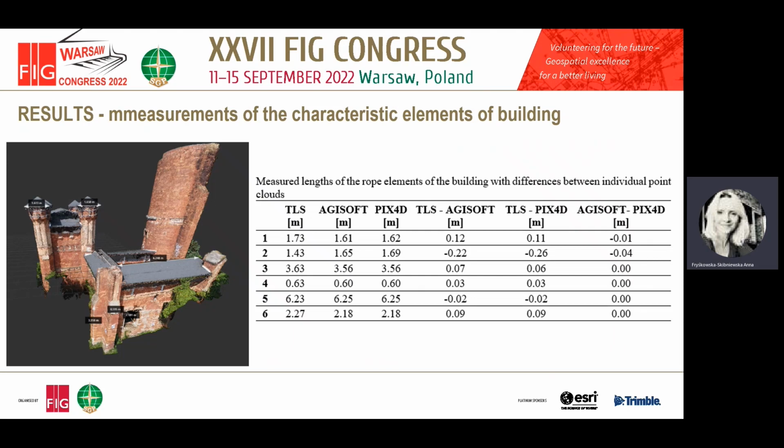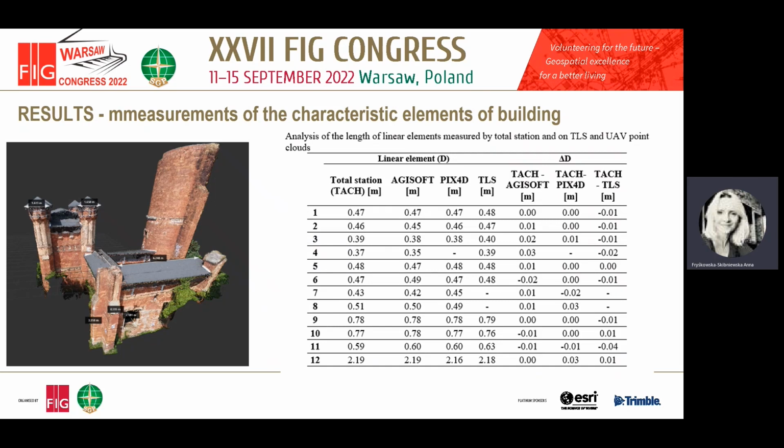The lengths of the characteristic elements of the object were calculated. The results of measurements of the length of linear elements are summarized in this table. As can be seen, the highest value of the difference in length was obtained for the highest roof. In addition, the length of characteristic elements calculated on the basis of total station measurement data was compared with their equivalents on TLS and UAV point clouds.